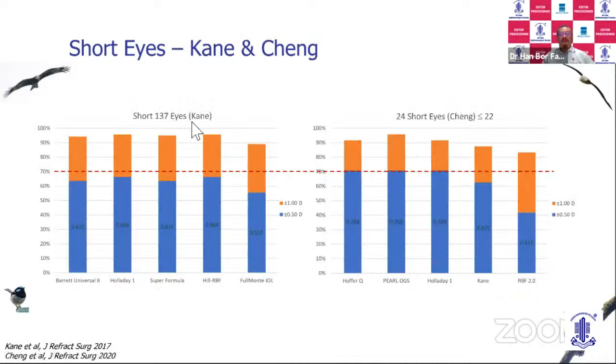Well, the Kane study early on also looked at the short eye segment, and Cheng as well. For these two, they just highlight the better performing formulae. In Kane's case, Barrett, Holladay 1, and RBF are good. In Cheng's case, Hoffer Q is doing very well, and the new PEARL DGS from Damien Gatinel's group is also doing very well. Surprisingly, Kane doesn't do so well, and RBF doesn't perform so well here.